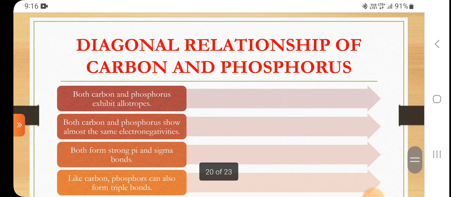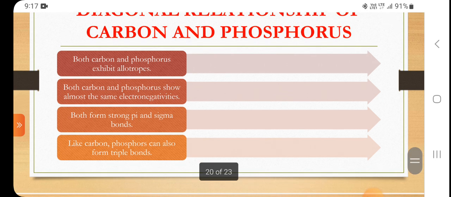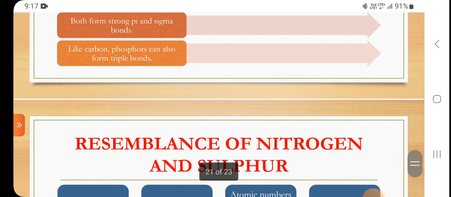The diagonal relationship of carbon and phosphorus. Both carbon and phosphorus exhibit allotropes. Both show almost the same electronegativity. Both form strong pi and sigma bonds. Like carbon, phosphorus also forms triple bonds.